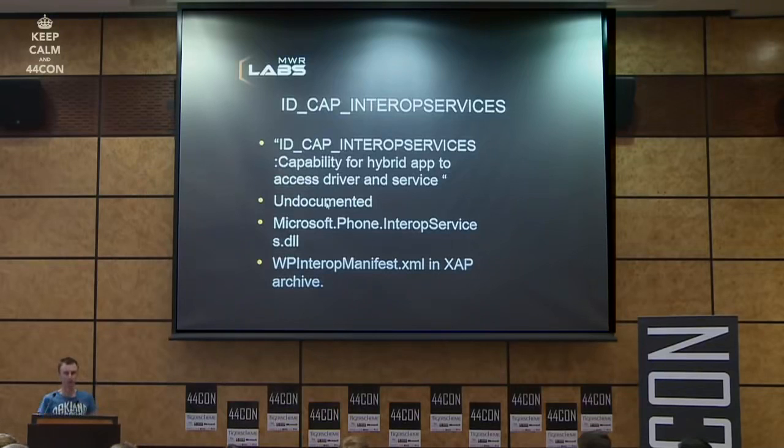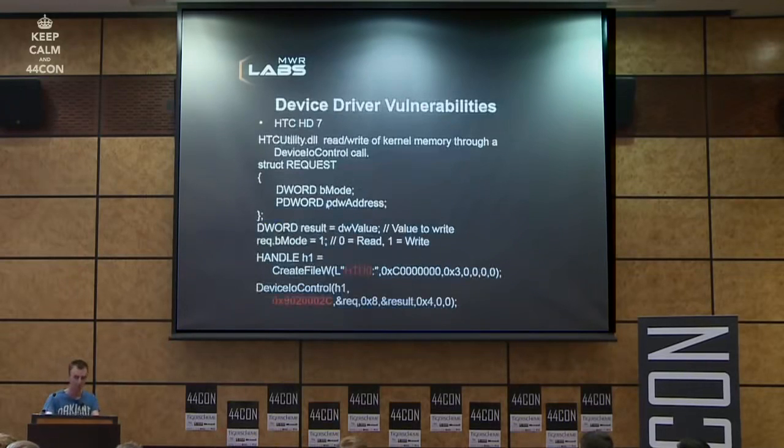So at this point, I was looking at ways of doing privilege escalation. As I spoke about, the interop services capability is undocumented, but you can access it using reflection. So you can instantiate the binaries on the phone. You can do that also by adding this WP interop manifest, and then that gives you access to the COM interop capability.